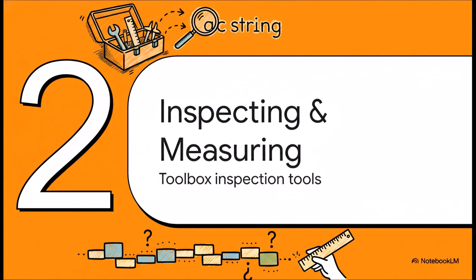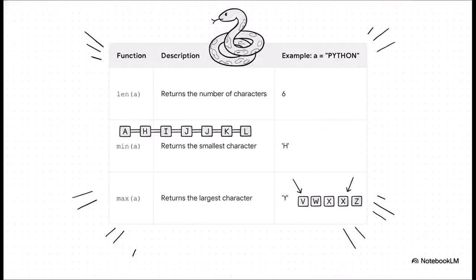Okay, so now we know how to create a string. But how do we look inside of it? It's time to open up that toolbox and grab our inspection tools so we can measure and analyze what we've just made. Python gives us some fantastic built-in functions to start with. Len is probably the one you'll use most. It's short for length, and it just tells you how many characters are in the string.